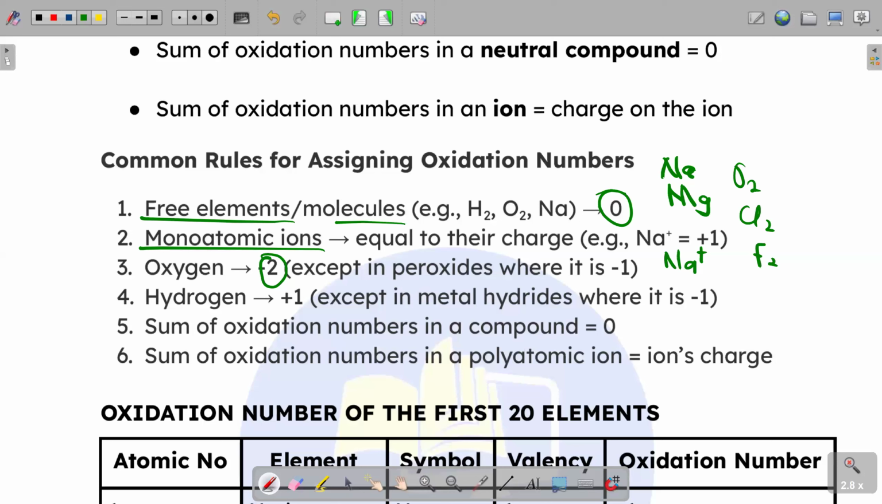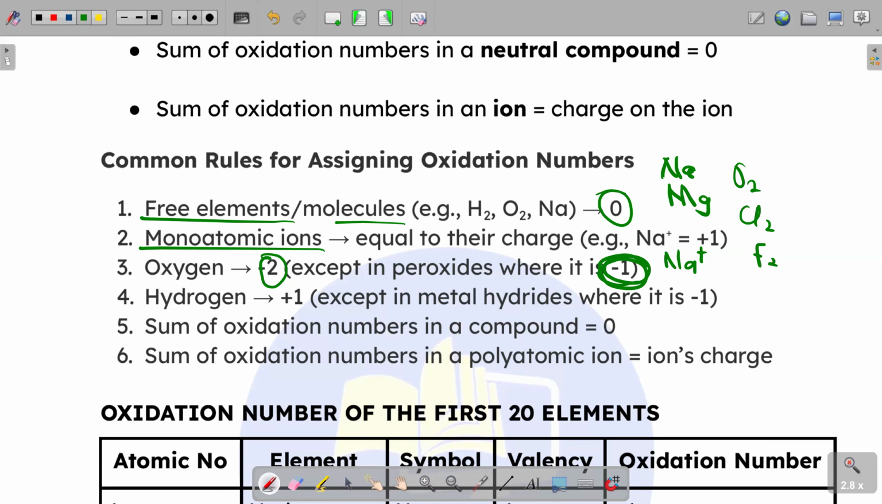Oxygen has an oxidation state of -2 in its combined form, except in peroxide. It is important to note that in peroxide, the oxidation state of oxygen is not -2, but -1. Very, very important.